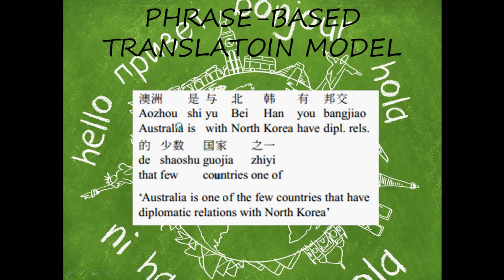Let's see the phrase-based translation model. What is phrase-based translation? Here is a Mandarin example. Australia is with North Korea have diplomatic relations that few countries one of. This sentence makes no sense because it is translated by a word-based model. However, the phrase-based model will solve the problem of ordering and gives us the correct answer: one of the few countries.